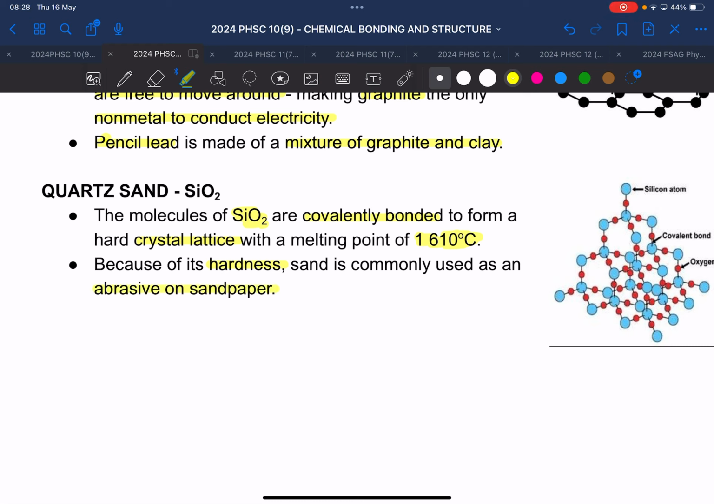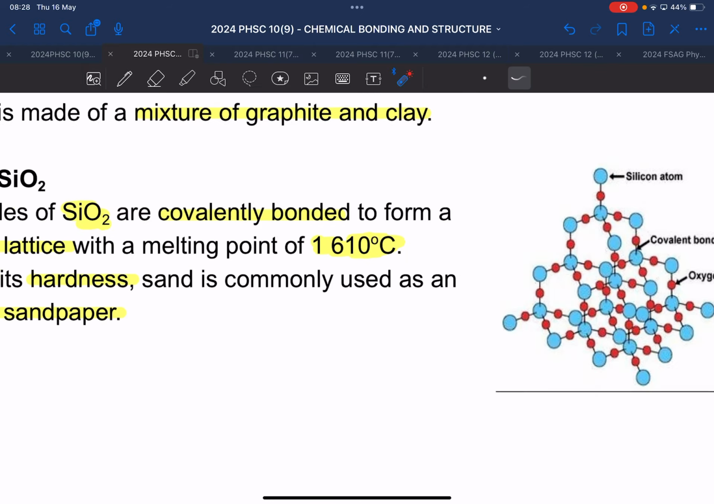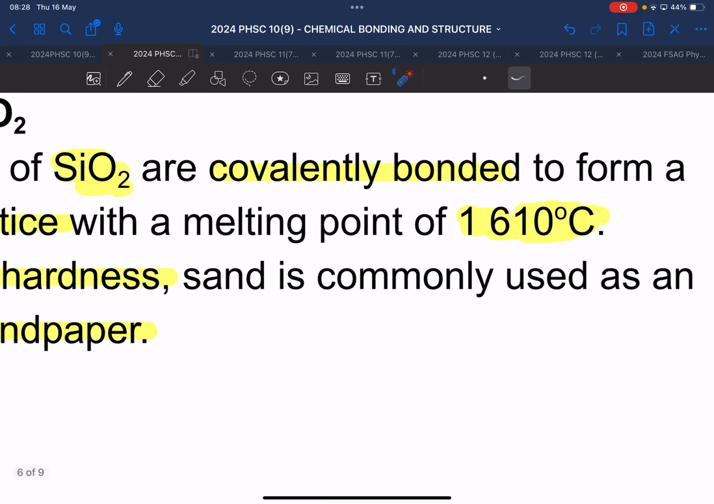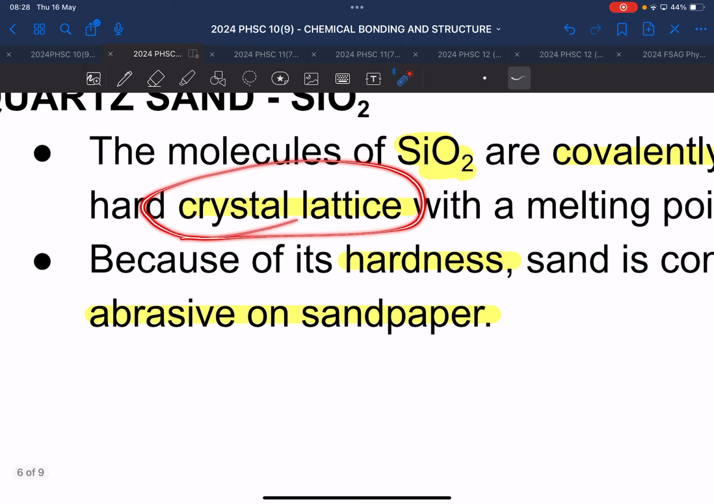You guys know what sandpaper is? Yes, so what is on the sandpaper is quartz sand, silicon oxide. Now, as we can see, they tell us it forms a crystal lattice. We said a crystal lattice.